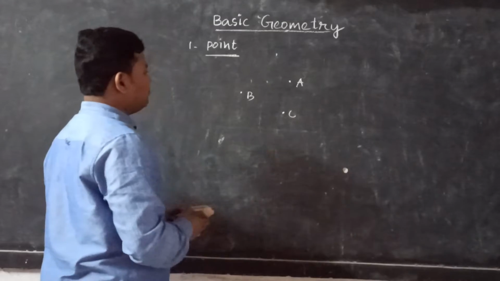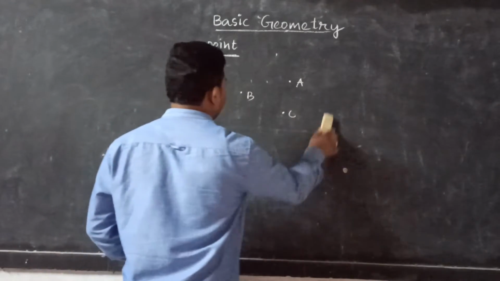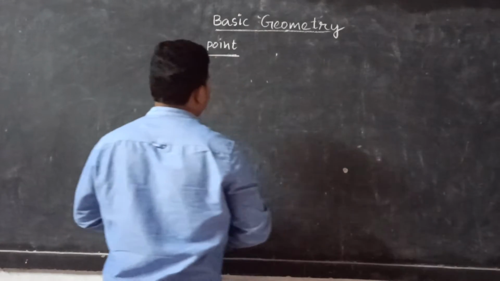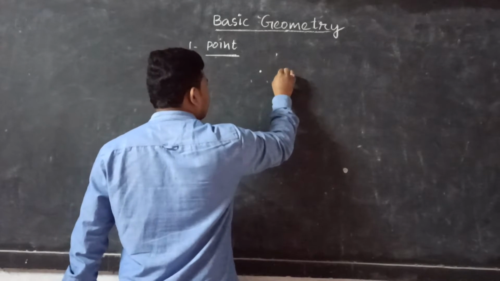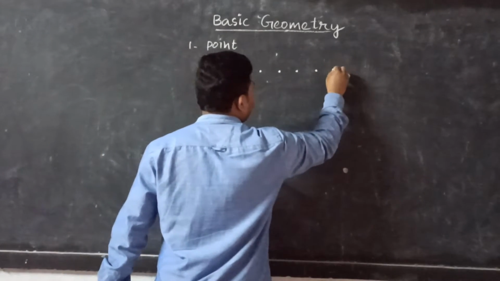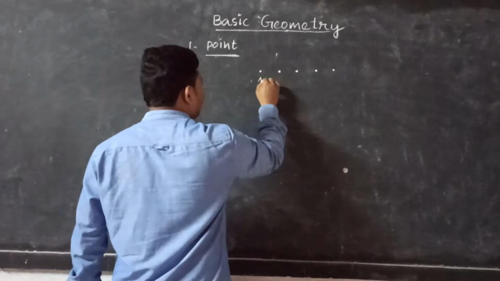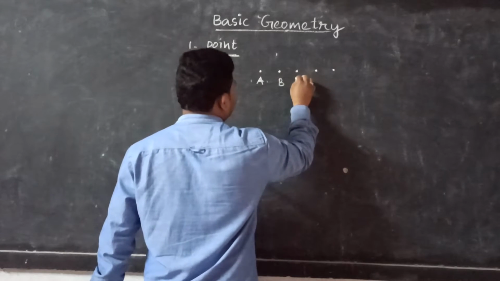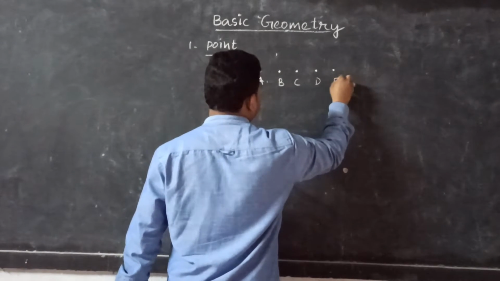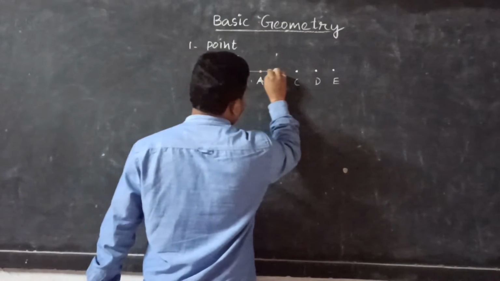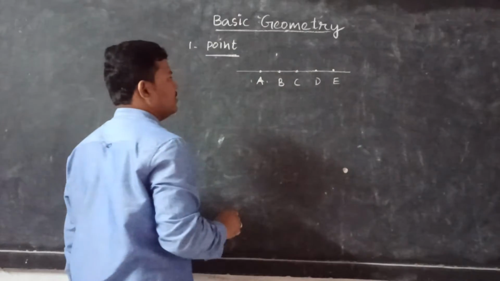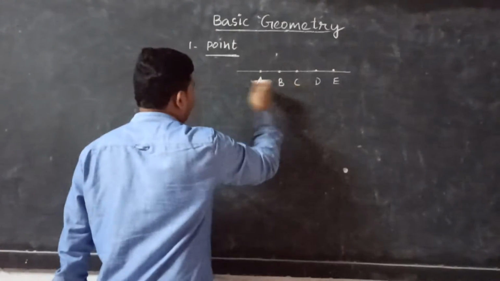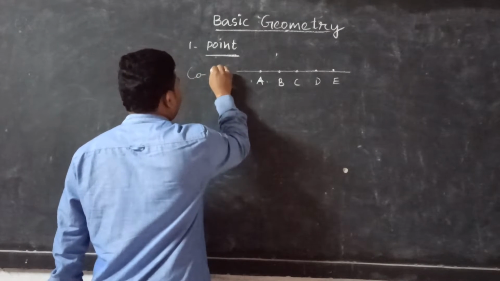Now, points are of two different types. One is called collinear points, another is called non-collinear points. What are collinear points and what are non-collinear points? When more than 2 points, suppose there are 5 points A, B, C, D and E, can be joined by a straight path, okay, they are present in a single straight line, they are called collinear points.